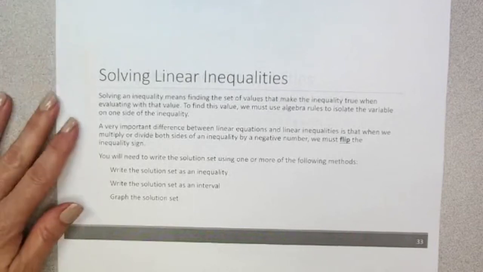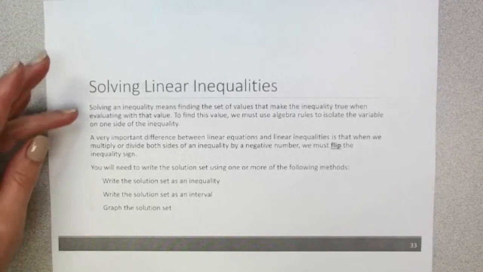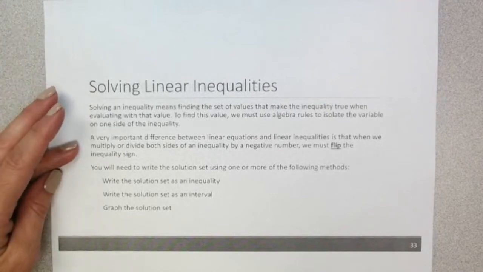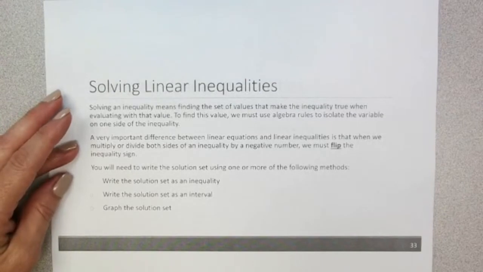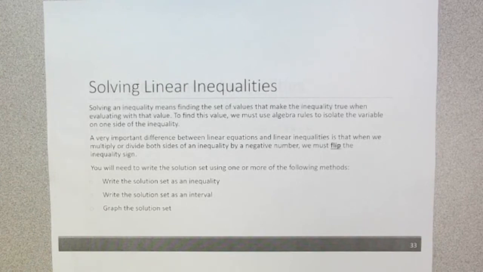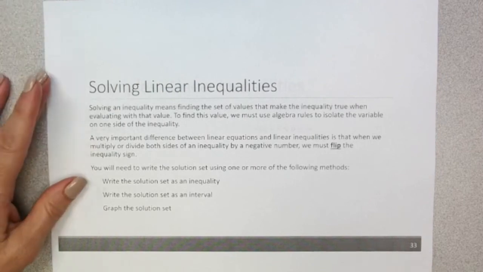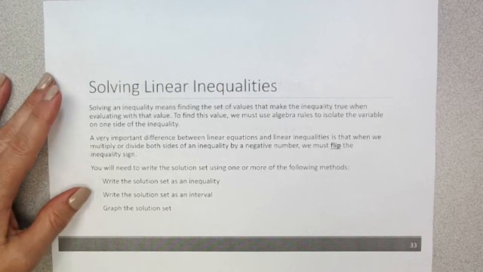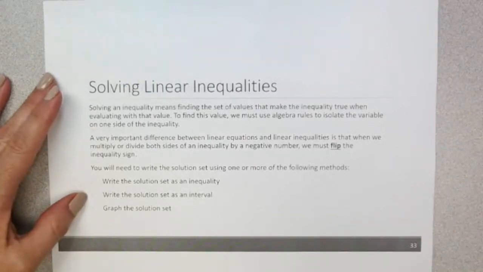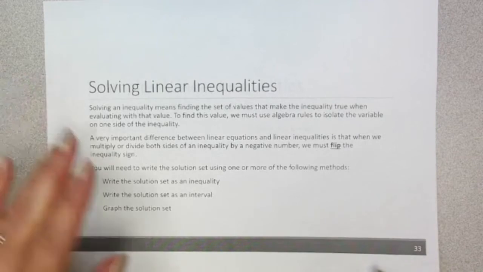The main difference in solving an inequality and solving an equality is that if we multiply or divide by a negative number, we need to flip the inequality sign. When we write the solution to linear inequalities, it's always going to be more than one value. It's going to be an interval of values. So we may write the solution as an inequality itself, or we may write the solution set in interval notation. Graphically, the solution to an inequality would be a sketch on the number line.